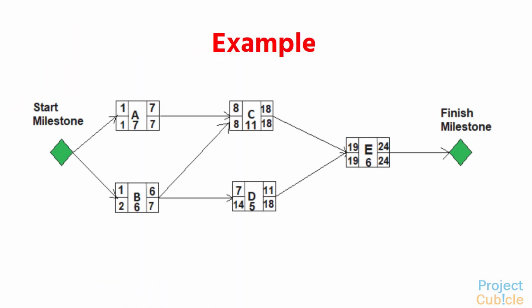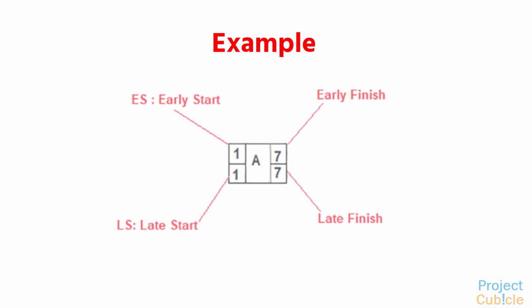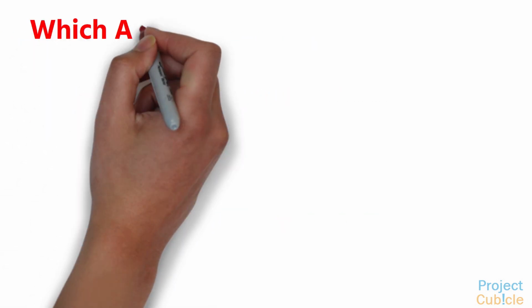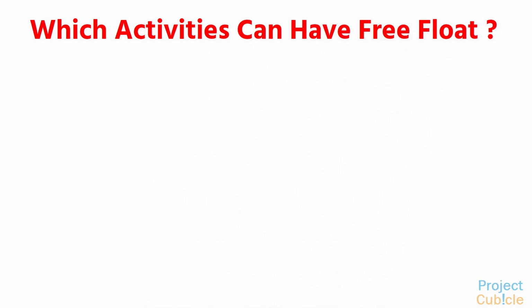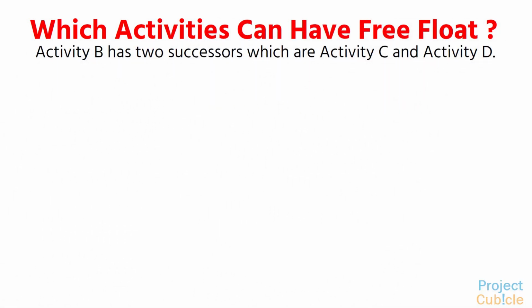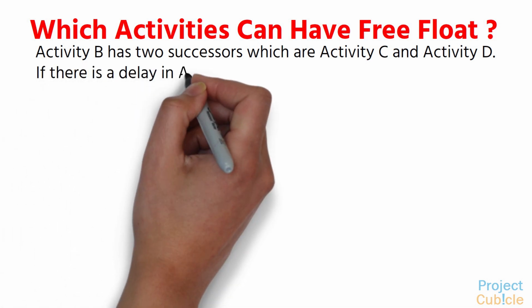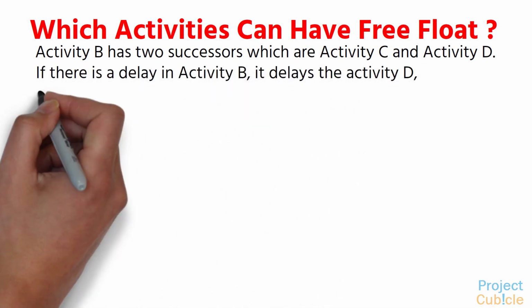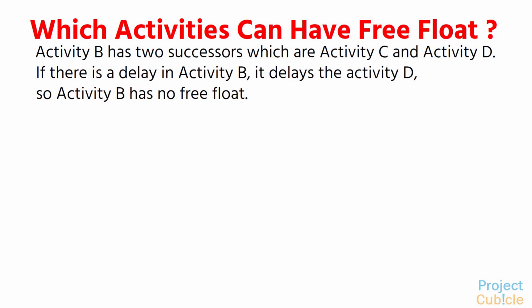Example. Assume that we made forward and backward pass calculation and determined the critical path of the below network diagram. The critical path is the ACE path because it has the longest duration, hence the total float of this path is 0. Which activities can have free float? Activity B has two successors, which are activity C and activity D. If there is a delay in activity B, it delays the activity D, so activity B has no free float.